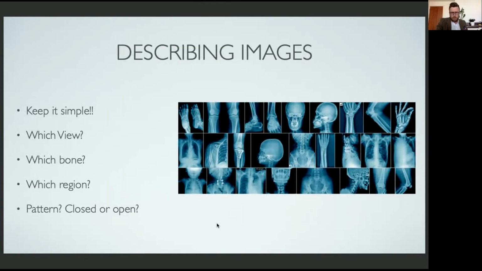So moving on to describing images from an orthopedic perspective, when you're starting to describe orthopedic images, I'll say keep it simple. You want to delineate which view your x-ray is. You want to describe which bone is being looked at, which region of the bone the abnormality is, and then if you can, look at describing the fracture pattern and whether it's a closed or open type injury.